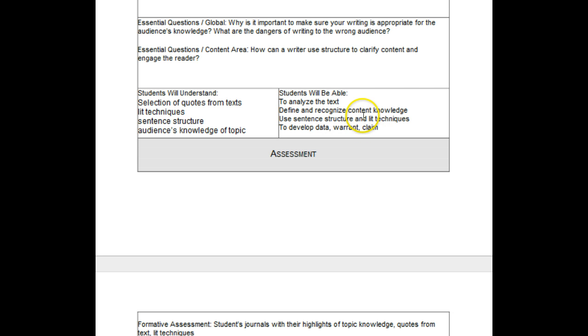I didn't really see you talking about lit techniques in this lesson plan, so there's that, right? And they didn't necessarily analyze a text as much as they analyzed their own writing. So maybe that one, and then developing data. I would think that those two would be the ones, right? Analyze their own writing and develop data. I would think those are 2 that I would tackle based on what I read in your lesson plan, okay?